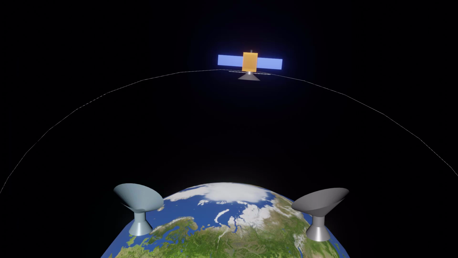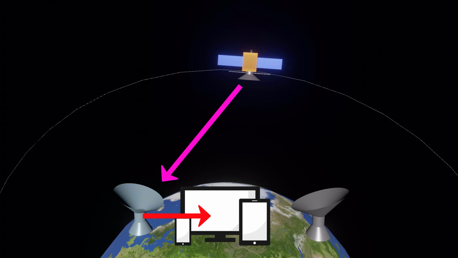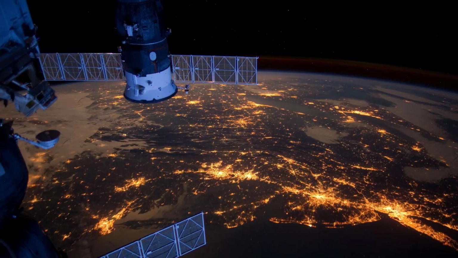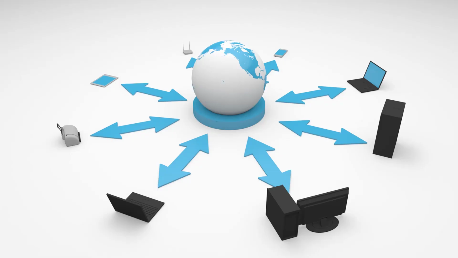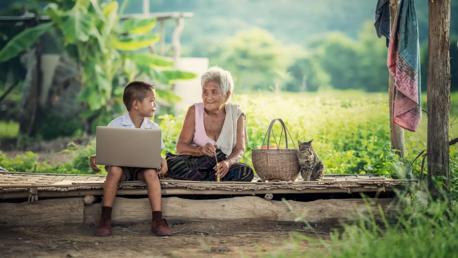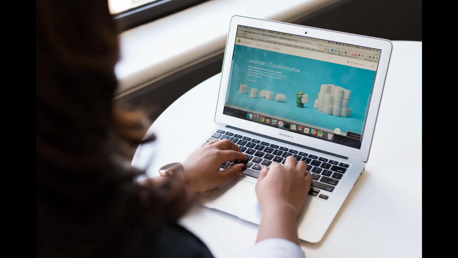Satellites play a crucial role in global communication by transmitting and receiving signals from one place to another. The signals from satellites are received by antenna dishes on the ground, which then forward the signals to the relevant devices. Satellites also enable us to connect to the internet from remote locations, making it possible for people in rural areas to access the same services as those in urban areas.